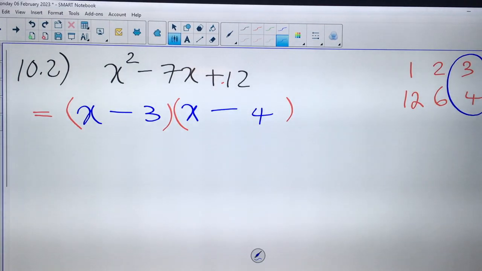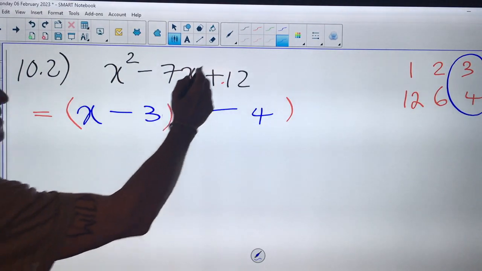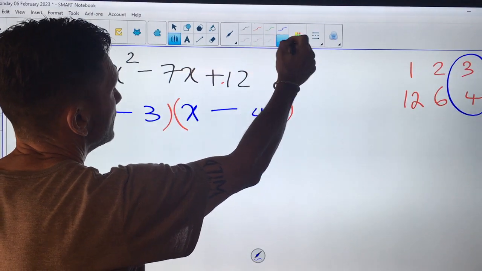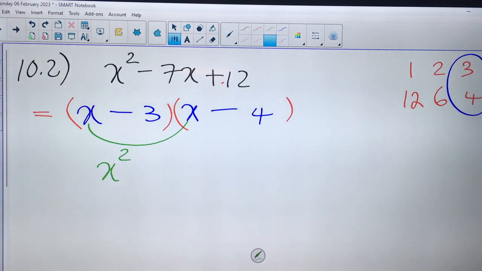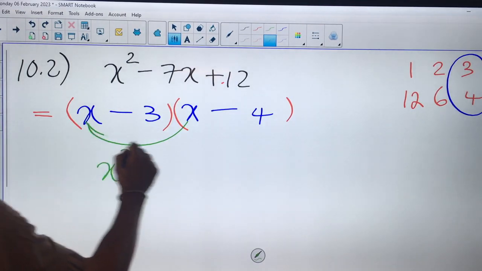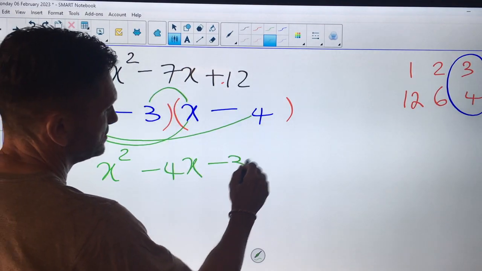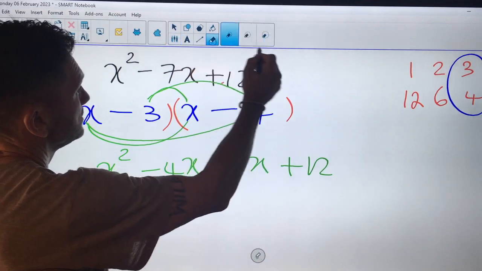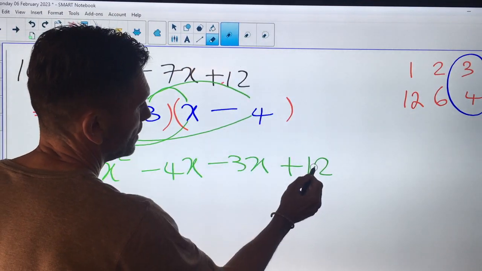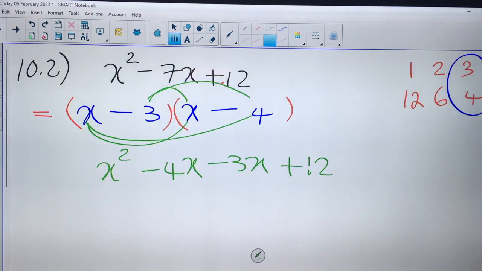So you don't put x squared, sir? No, I think you put x squared. Yes, sir. Because I have to multiply this out. Check if I multiply this out, Zoe. So if I multiply those two to each other, there's my x squared. And if I multiply there, minus 4x, and if I multiply here, minus 3x, and if I multiply there, plus 12. And if I add these two together, I'll get my minus 7x. So there's your x squared.